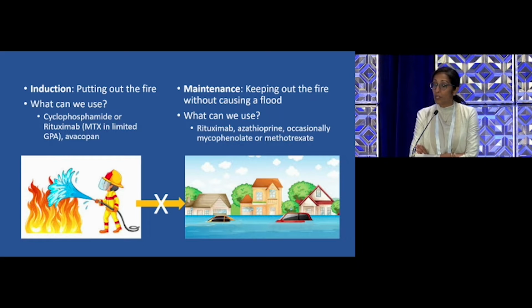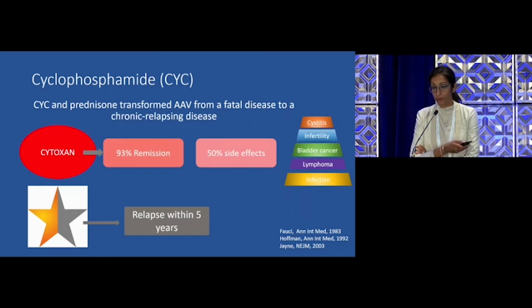So what are medicines that we use in maintenance? Rituximab, Azathioprine, occasionally we'll use mycophenolate mofetil or Methotrexate. All right, so I'm starting kind of way back. We have, like I said, come a really long way. Initially, we only had steroids to treat vasculitis. That was what we were using consistently.